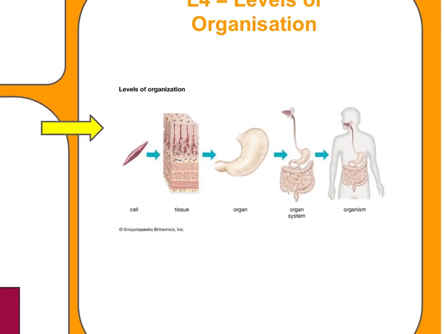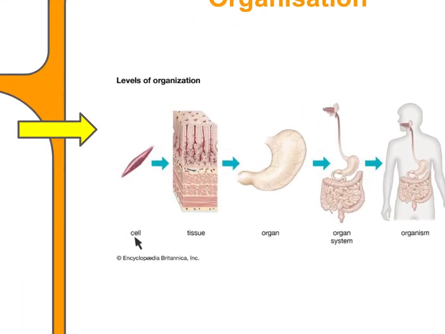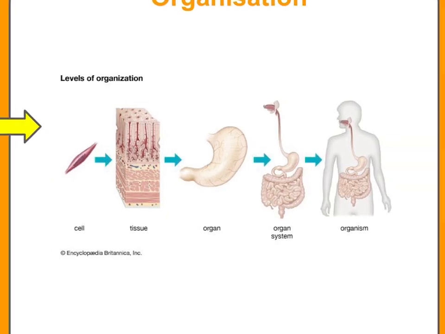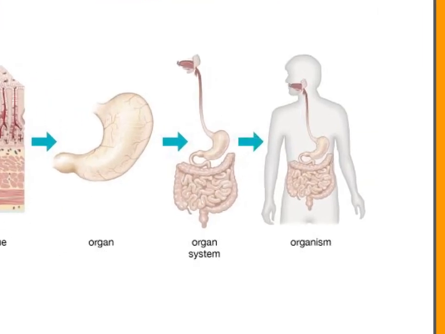Lesson 4 then was levels of organization. So this is to do with biology. We start with the basic building block, which is cell. Many cells would make up a tissue. Many tissues would make up an organ, and many organs would make up an organ system, which then go on to make up an organism.